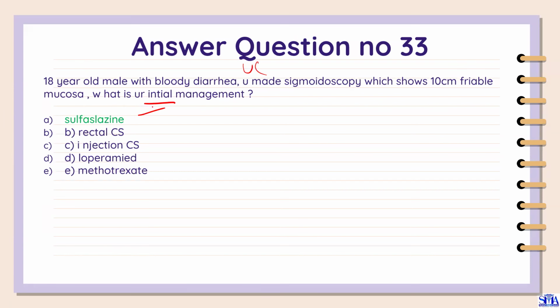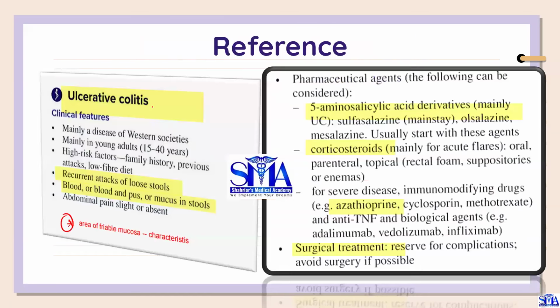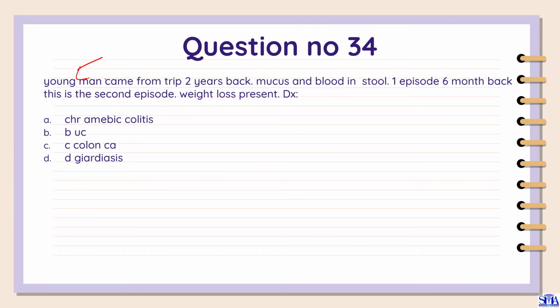Because they ask initial. Young man, 2 years back, mucus and blood in the stool, and again and again, back-to-back episodes. So what is the diagnosis? Guys, please focus on the class, please. Focus on the given task.